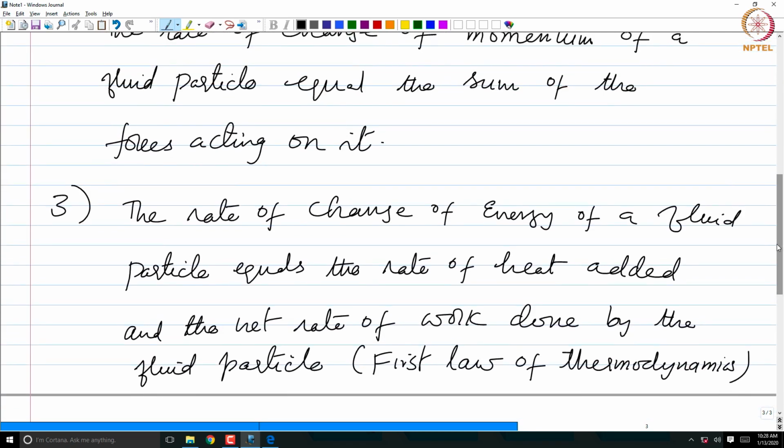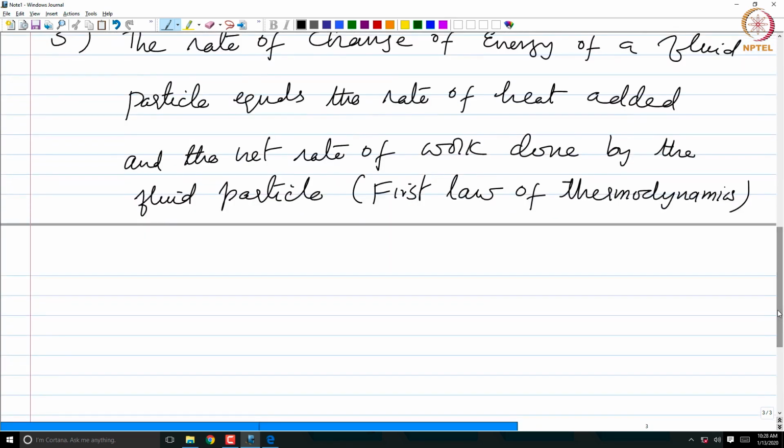Okay, so we have these three conservation laws, which are relevant for what we do. We'll be writing them as mathematical statements, discretizing them, and then solving them to obtain what we need. So we will be regarding the fluid as a continuum.